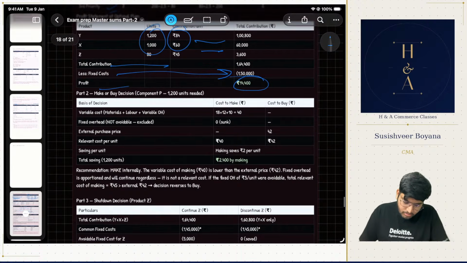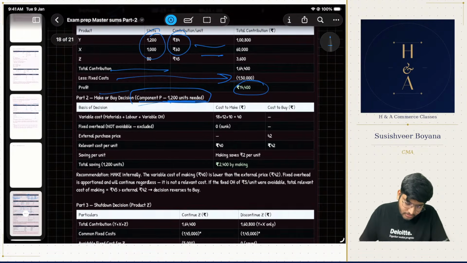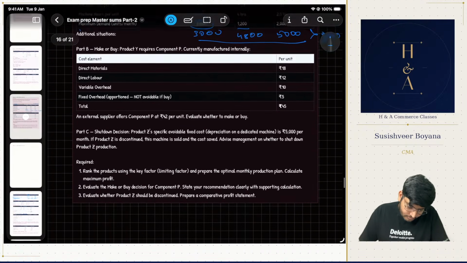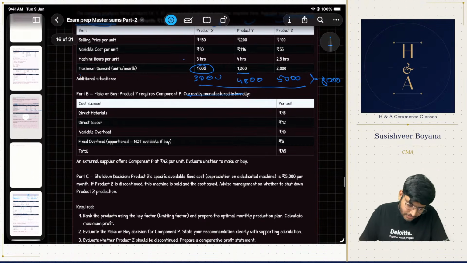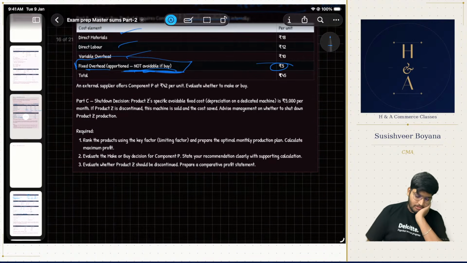Make or buy decision. Component P, 1200 units needed, it seems. We're only talking about XYZ. This is part 2, so it's a different question probably. Part B, make or buy products. Currently it's manufactured. Direct labor, material, labor and overheads, variable and fixed, not apportioned, not avoidable if we buy. So even if we buy, we cannot avoid this 5 rupees, it seems. An external supplier offers the component at 42. Evaluate whether we should make or buy.